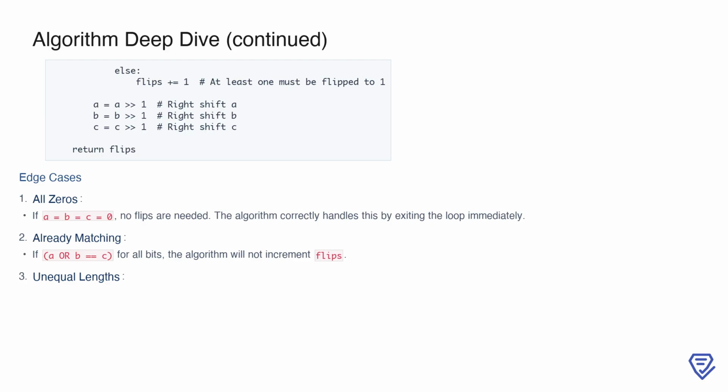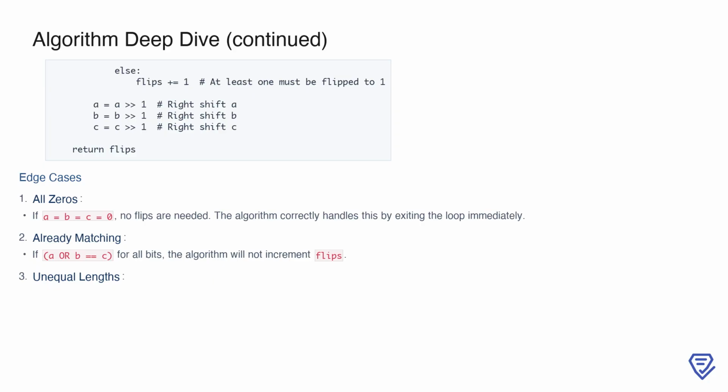If A_i or B_i equals C_i and C_i equals 1, we increment the flips counter by 1 since at least one of A_i or B_i must be flipped to 1. If C_i equals 0, then both A_i and B_i need to be flipped to 0, and we increment the counter by the sum of A_i and B_i because each one must be flipped individually.